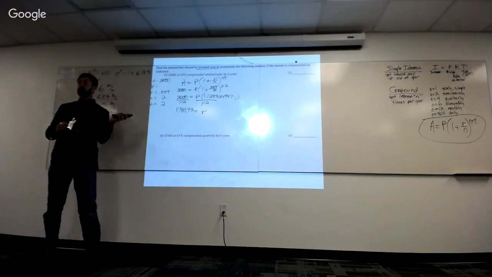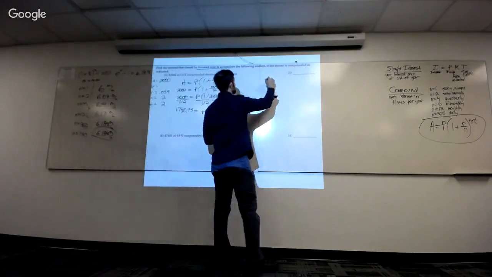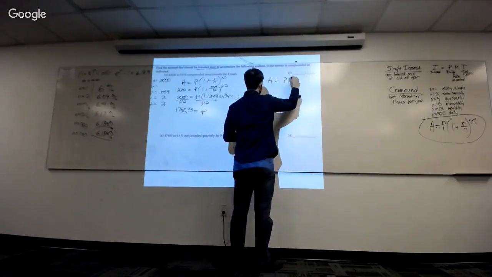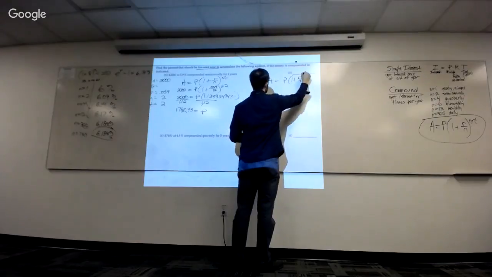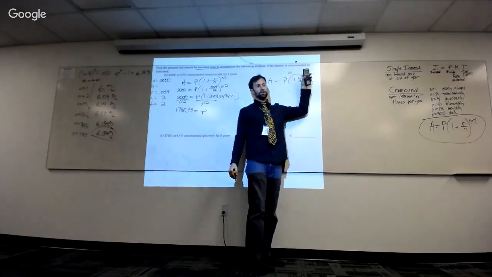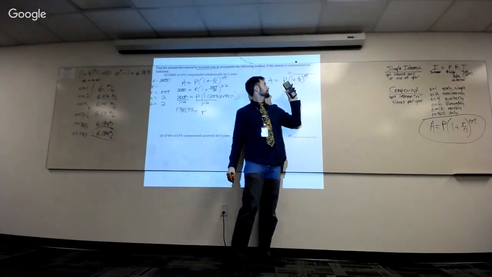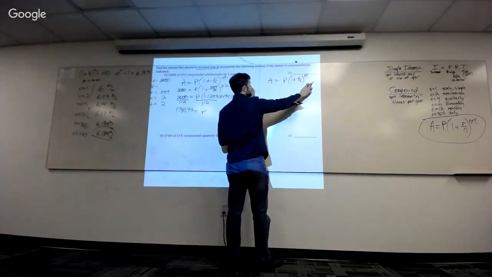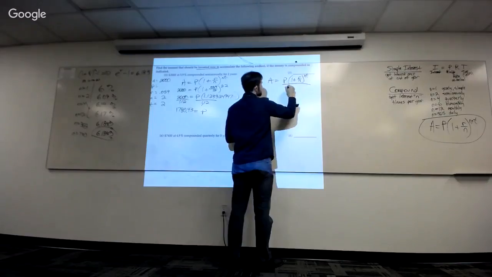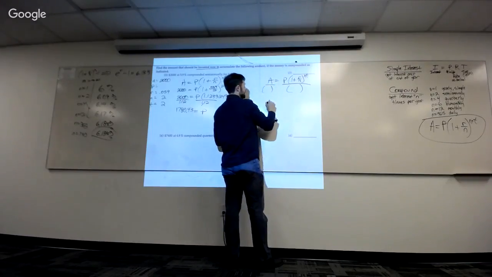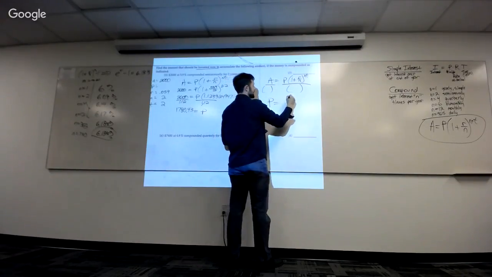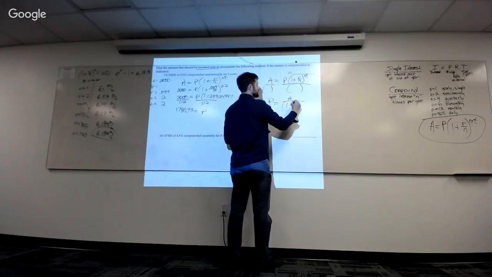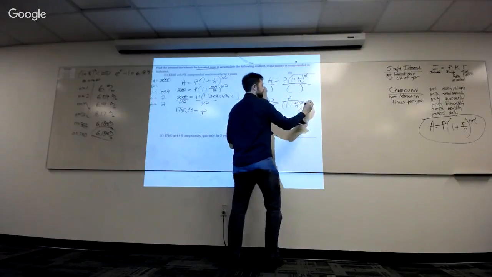Now, how could you solve for P algebraically? A equals P times (1 plus R over N) to the NT. Remember how challenging it was to solve for R. How do we solve for P? P is being multiplied by all that. So you just divide by all that. And we have a formula for P: P equals A over (1 plus R over N) to the NT.